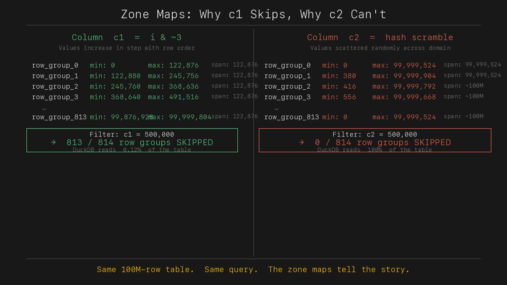This is the core lesson. Data insertion order determines zone map quality. ASVAL was inserted in ascending order, so each row group contains a contiguous slice of the domain. RNDVAL was inserted randomly, so every group contains values from across the full domain.